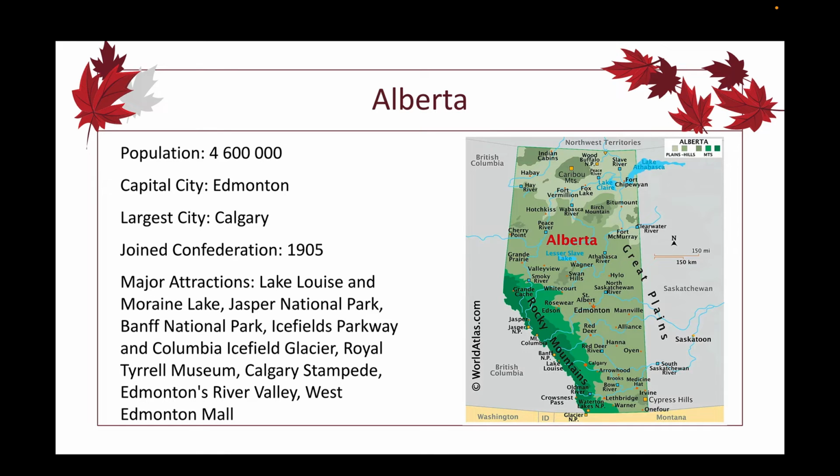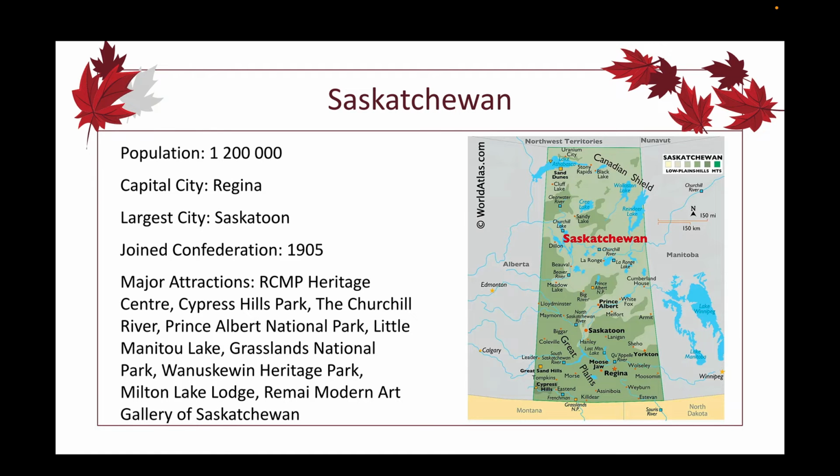To the east of Alberta, we have Saskatchewan with just over 1 million people. Its capital city is Regina, and its largest city is Saskatoon. Like Alberta, Saskatchewan joined Confederation in 1905 for similar reasons, to gain control over its natural resources. Now, Saskatchewan is known for farming, so they wanted to be able to control the wheat and other agricultural products that were coming out of the province.